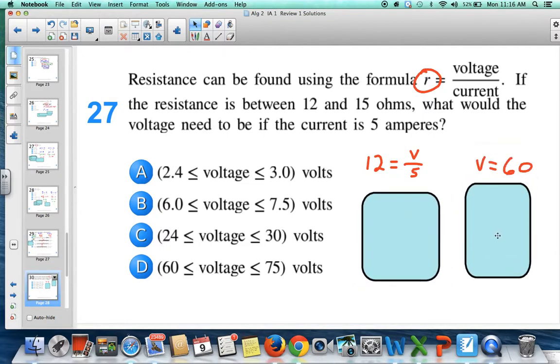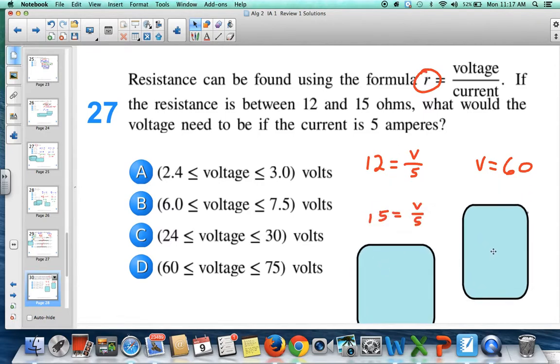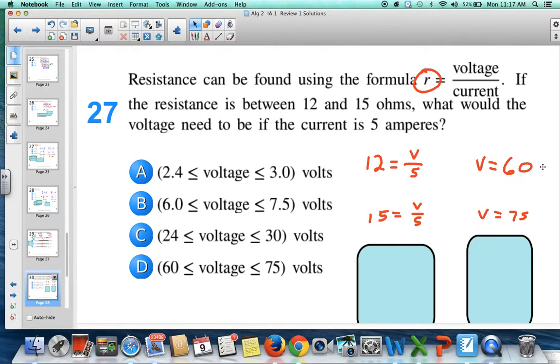Oh, it's over here. V equals 60. Now, the biggest it could ever be is 50, the resistance could be as much as 15. So that would look like this then. And multiply by 5, and I get 75. So basically, it has to be between 60 and 75. So that's going to be this one right here.